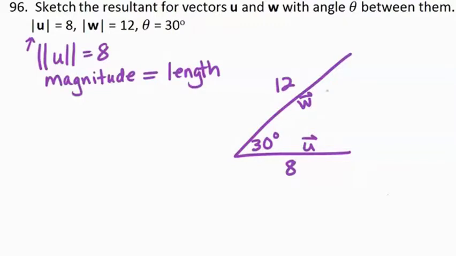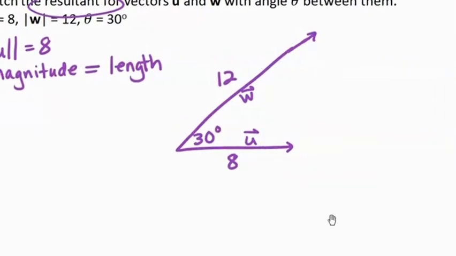And we want the angle between them to be 30. Maybe the 12 should be a little bit longer. But our question here isn't asking us to do any algebra yet. It's just asking us to sketch the resultant. So this is just to have a visual understanding of the vectors.